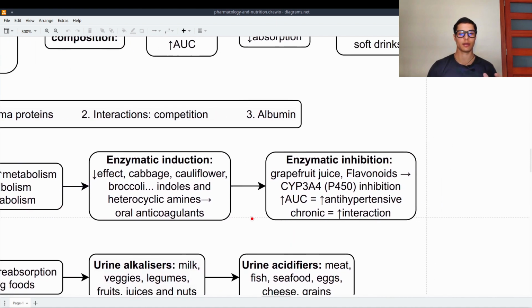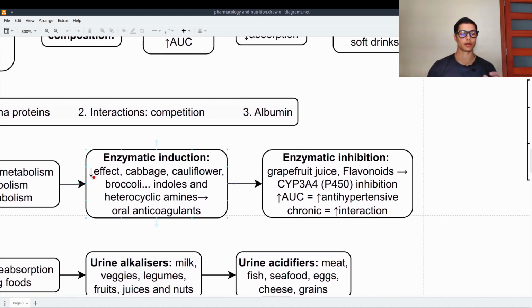Enzymatic induction and enzymatic inhibition. Induction, lower effect, such as in cabbage, cauliflower, broccoli, indole and heterocyclic amines present in oral anticoagulants. Enzymatic inhibition, grapefruit juice, this is very important, and flavonoids as well.